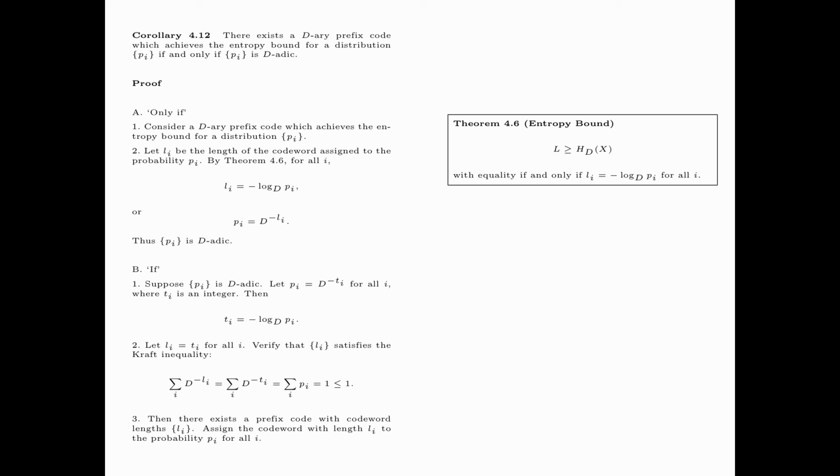Then there exists a prefix code with codeword lengths Li. Assign the codeword with length Li to the probability p_i for all i. Since for all i, Li is equal to t_i, and t_i is equal to minus log base d of p_i, we have Li equals minus log base d of p_i. We see from Theorem 4.6 that this code achieves the entropy bound.